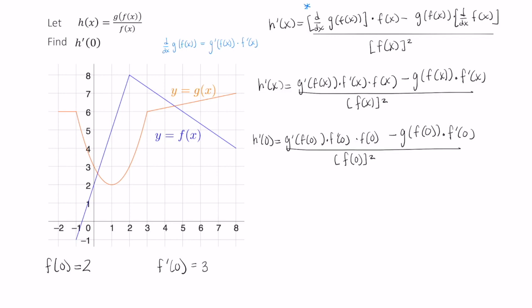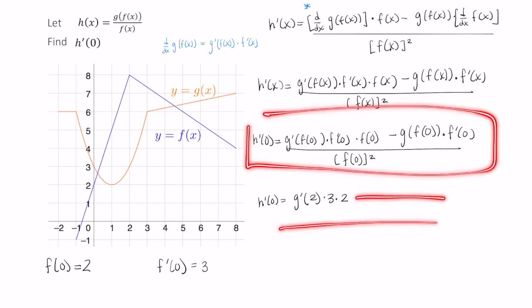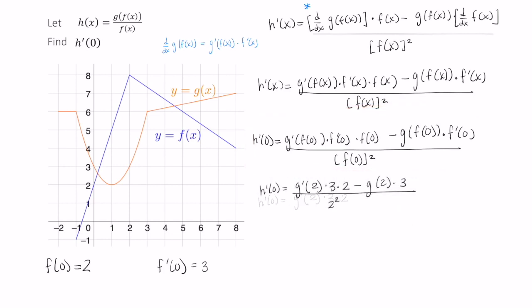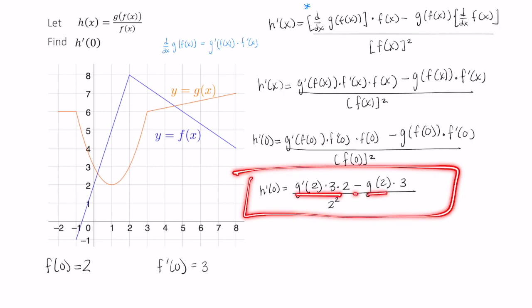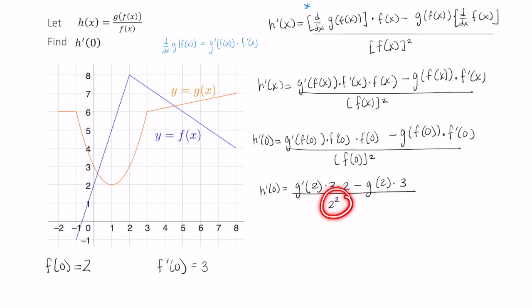Okay, let's continue rewriting then. Since I have an f evaluated at 0 here, and that's 2, I'm going to write a 2. Then, instead of writing the first derivative of f at 0, I'll just write 3. And again, another 2. Take a moment, pause your video, and see if you can fill in the rest of these blanks. You should have obtained this right here, that is, this we did together, and you should have minus g evaluated at 2 times 3, all divided by 2 squared.